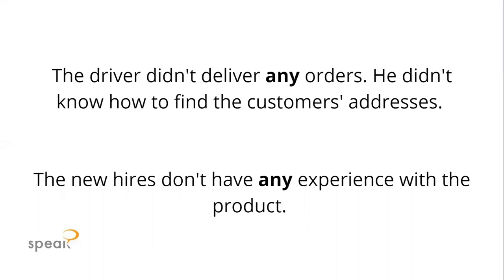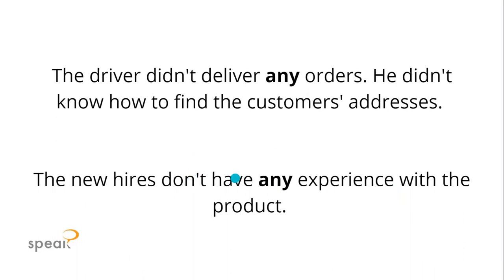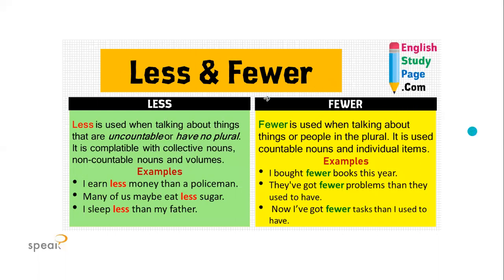Pero teacher, ¿por qué dice orden? Si ahí dice órdenes. Because in Spanish, that is grammatically incorrect. But in English, it works that way. So, he didn't know how to find the customer's addresses. So this is countable because we have orders. We have an S here. And this one, the new hires, los nuevos empleados don't have any experience with the product. No tienen ninguna experiencia. Okay, so experience in this case is uncountable, okay, and singular, of course. And I can still use any, any experience. I'll explain this later. No, actually, I'll send you this picture.